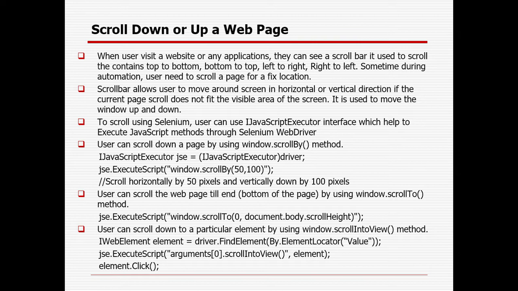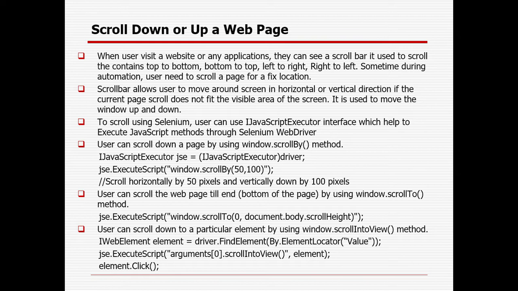So when a user visits a web page or any application, they can see a scroll bar. It is used to scroll the contents top to bottom, bottom to top, left to right and right to left. Sometimes during automation, a user needs to scroll a page to a fixed location. So scroll bars allow the user to move around the screen in a horizontal or vertical direction if the current page does not fit the visible area of the screen. It is used to move the window up and down as well.